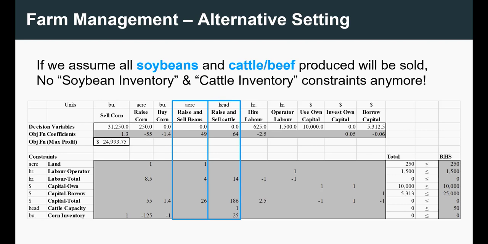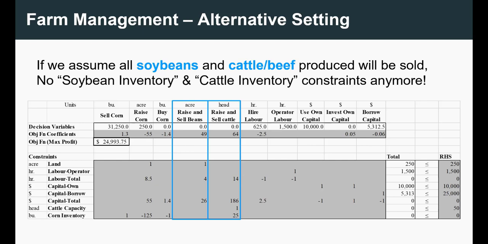For example, if there is a case where the producer might keep some of the beef for own production, and if we give a cost for that own production, then we might not be able to do what we're doing here to combine the raise and sell. However, in this particular example, we just assume that there are no uses like that. So all of the beef produced is sold. So that's why we can combine this.